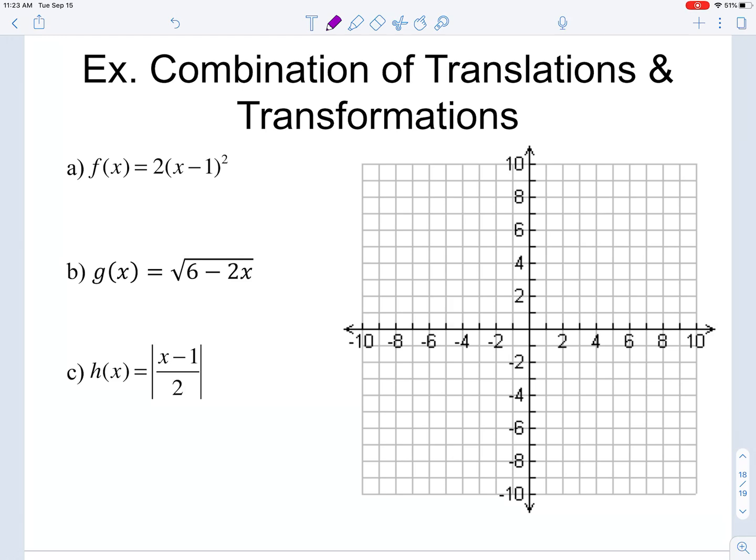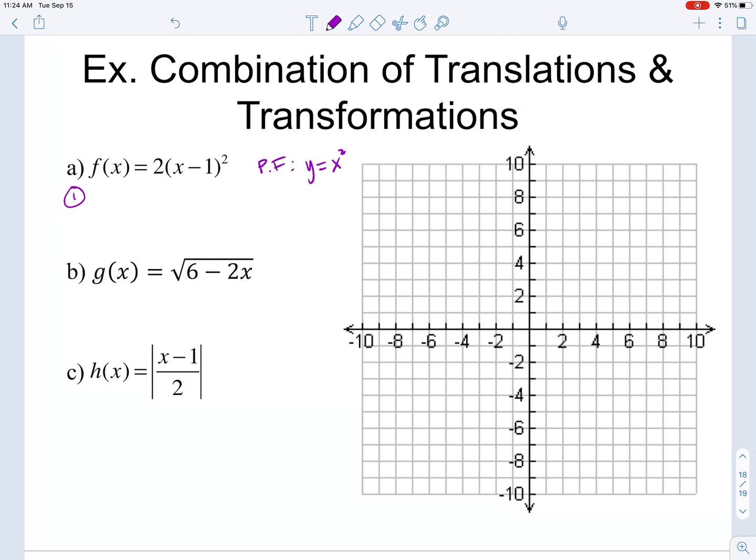Okay, so let's look at a few examples where there's a combination of translations and transformations. So some shifts as well as stretch or shrink, or maybe even some reflections. So for f, our parent function is y equals x squared. So I know what parent function I'm visualizing right now and what points I'm thinking about. I'm going to write down the translations and transformations in order.